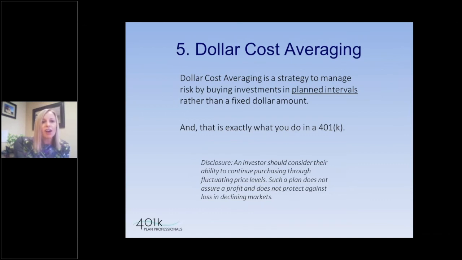Number 5 is dollar cost averaging. This is a final fundamental that I wanted to cover today. By definition, it's a strategy to manage or address risk by buying investments in planned intervals rather than a fixed dollar amount. And so if you're participating in a 401k, you're already doing this. You're already having dollar cost averaging on your account, whether you know it or not.